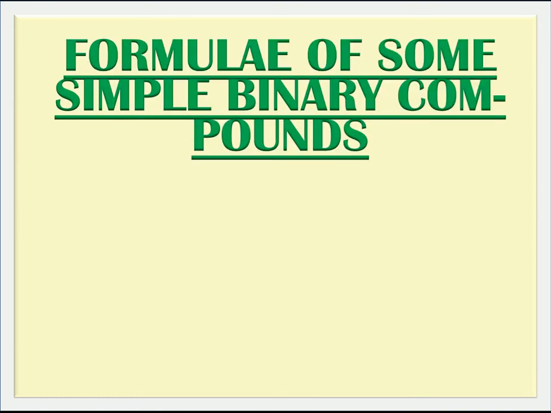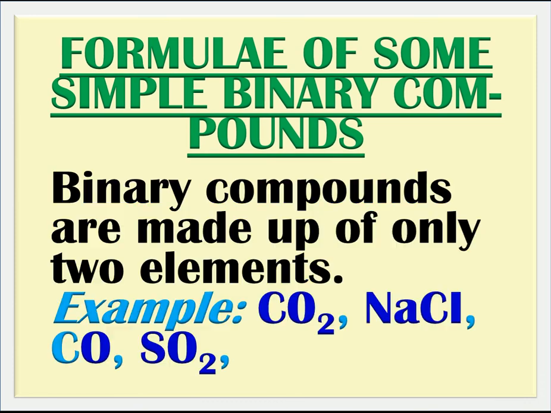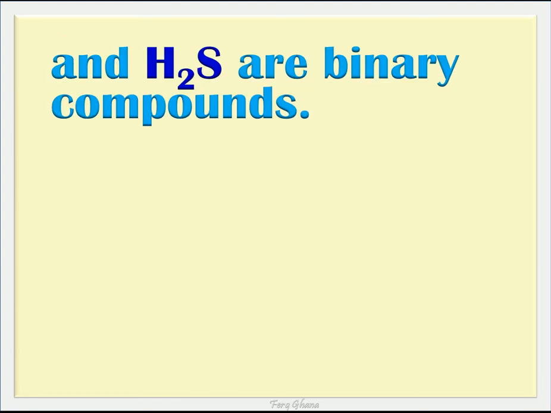Formulae of some simple binary compounds. Binary compounds are made up of only two elements. Example: CO2, carbon dioxide. NaCl, sodium chloride. CO, carbon monoxide. SO2, sulphur dioxide. And H2S, hydrogen sulphide, are binary compounds.